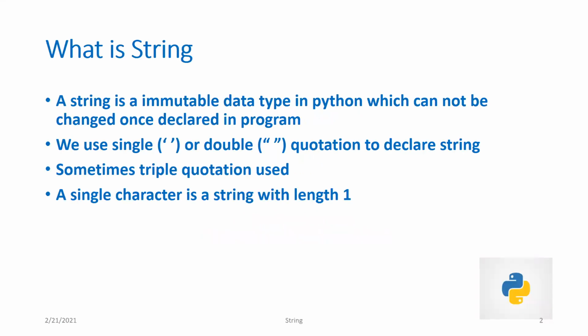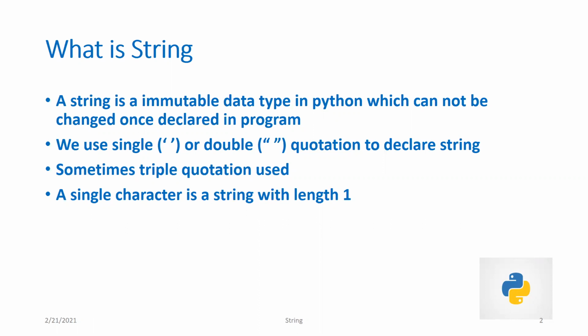Now come to the point, what is a string? A string is an immutable data type in Python, which cannot be changed once declared in a program. The word immutable means fixed. So when you fix a value for a string, it cannot be changed, but it can be updated later by doing another assignment. But when you assign a value for a string, it is fixed for that string, for that variable.